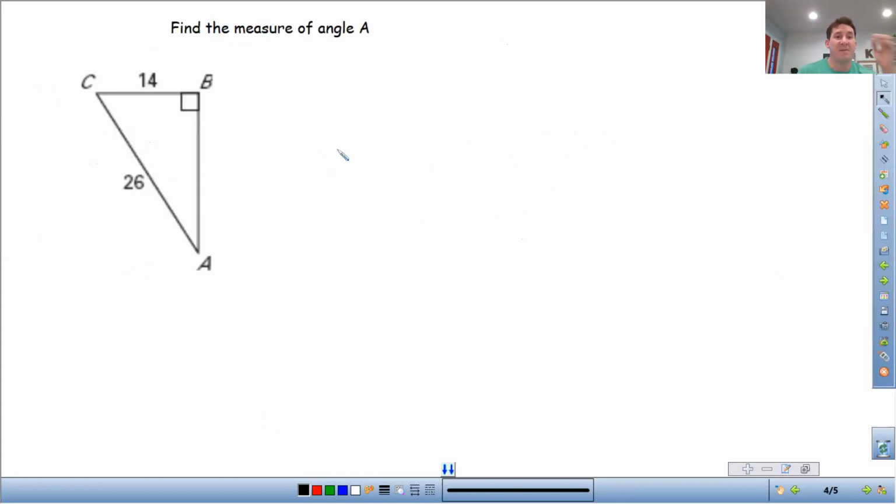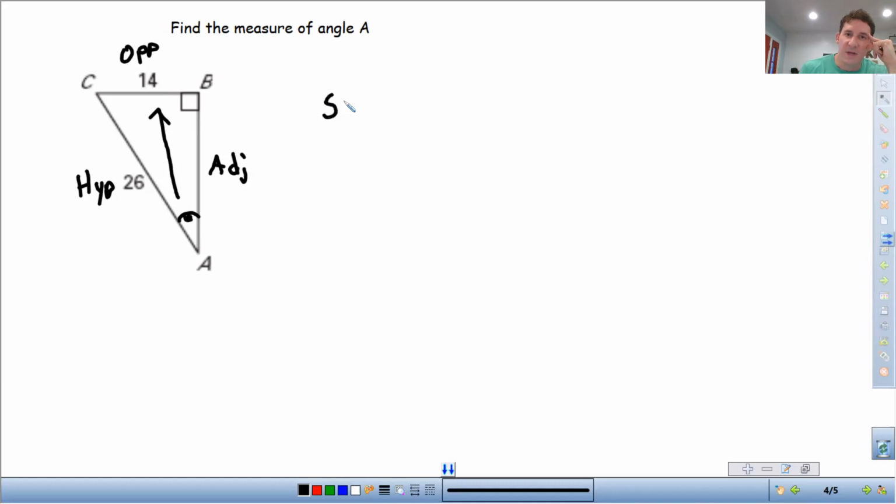Let's do one more example. Find the measure of angle A this time. Angle A is right here. Label the sides in relation to angle A. This longest side here is the hypotenuse. The eyeball is looking at the opposite side. And this side here is the adjacent. So we need to think about SOH CAH TOA.